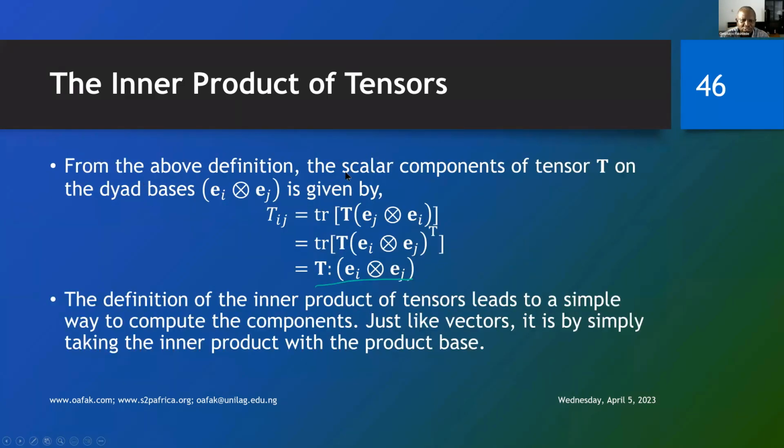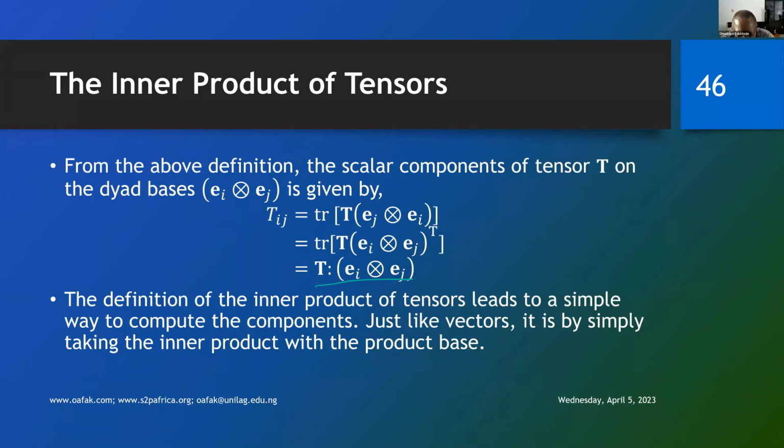So from the above definition, the scalar components of the tensor on dyad basis, you have now that Tij is equal to the trace of T into this, which is the same thing as T colon EI circle times EJ. So the component of the tensor is also the same thing as the inner product of that tensor with the tensor base, which is the same thing that you did in vectors. You want to get the component of a vector, take the inner product with the base. Similarly, that same rule applies to tensors.